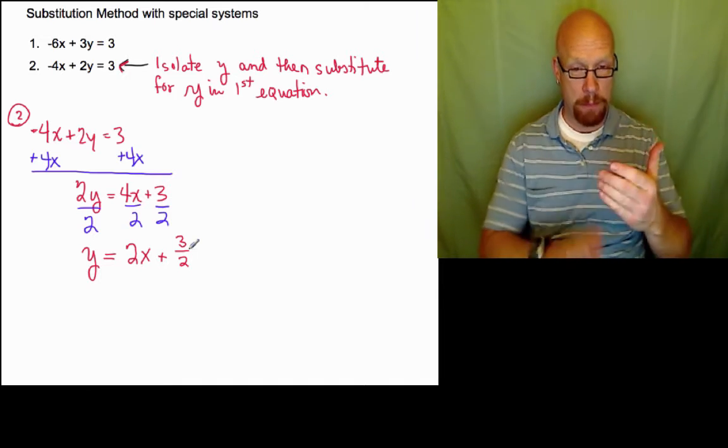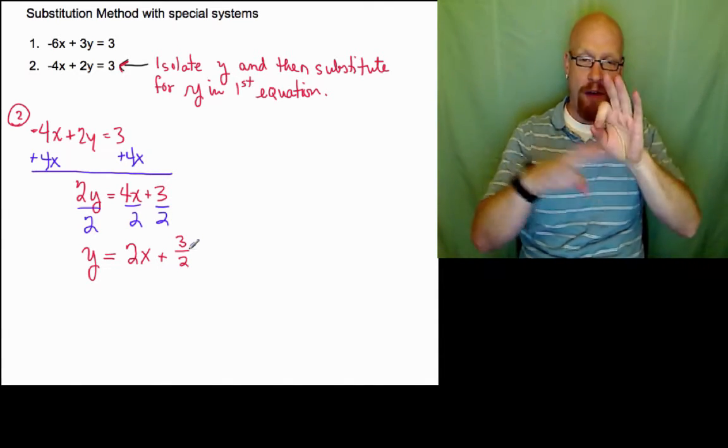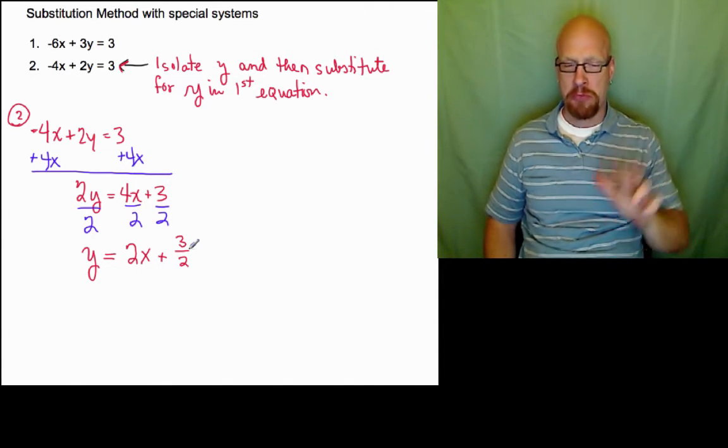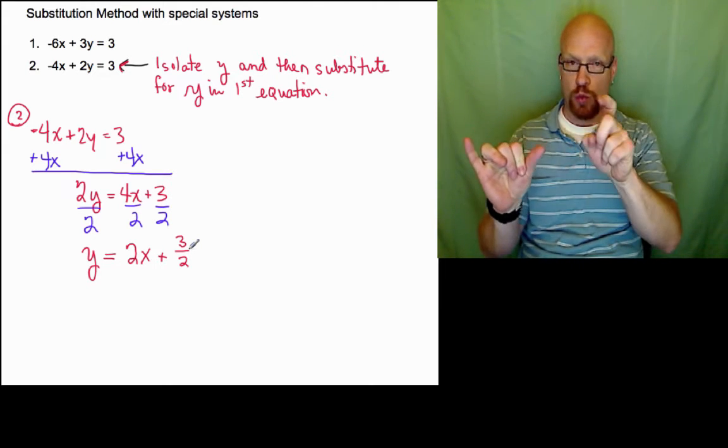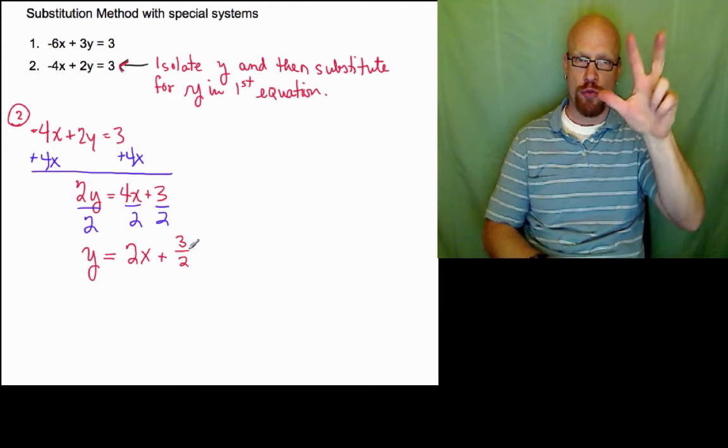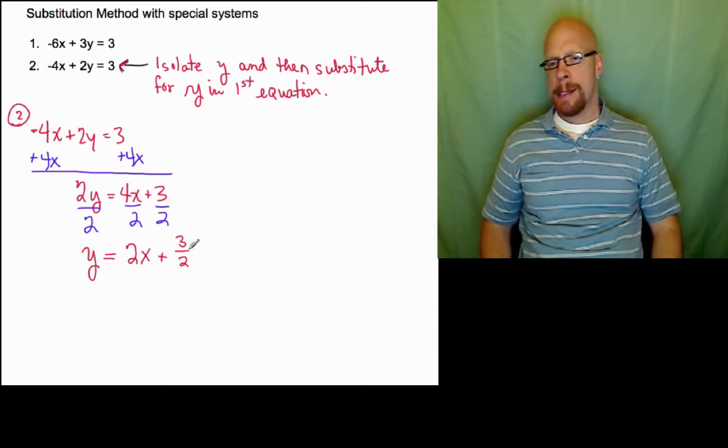Now, before we all freak out over the fractions, it's not terrible. I knew it was going to come up. It's there. I have y equals 2x plus 3 divided by 2, or 3 halves.